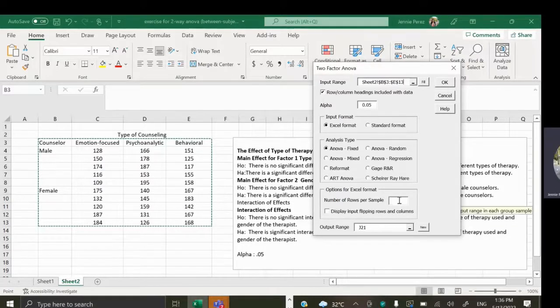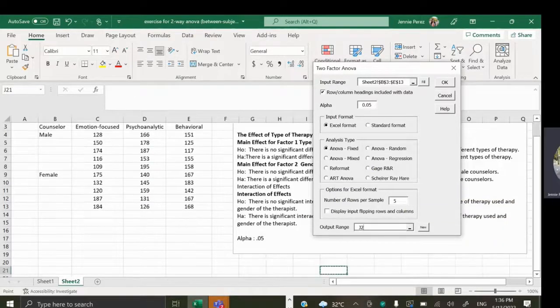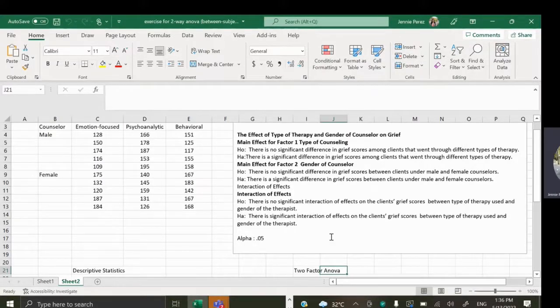Okay, so we have number of rows per sample. So this is one sample. So we have 5: 1, 2, 3, 4, 5. And we choose our output range. I will put the output range here and click OK.